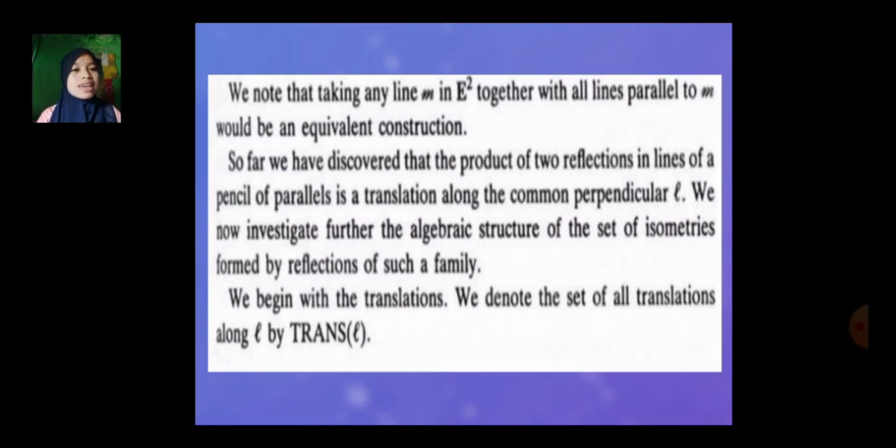We begin with the translation. We denote the set of all translations along L by trans L. So now, if we are going to write the set of all translations along L, then we can write it as trans L. So take note, if we are going to write the set of all translations along L, then we can write it as trans L. So that ends my discussion.